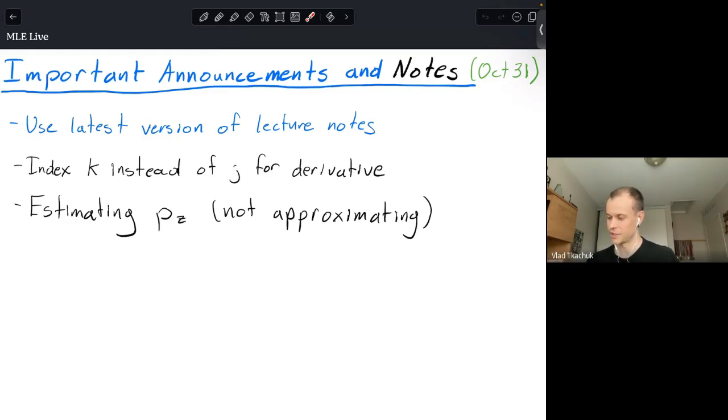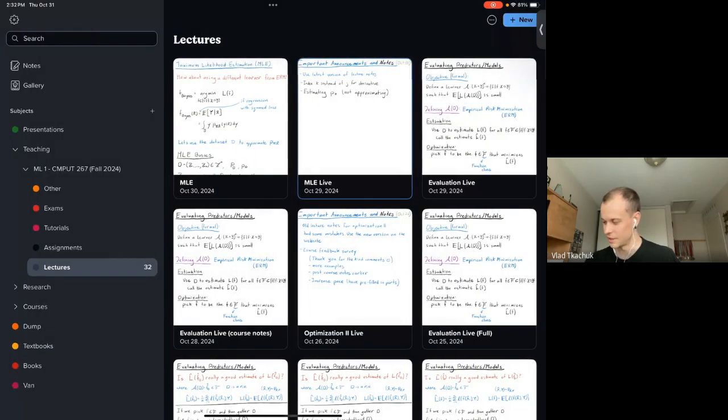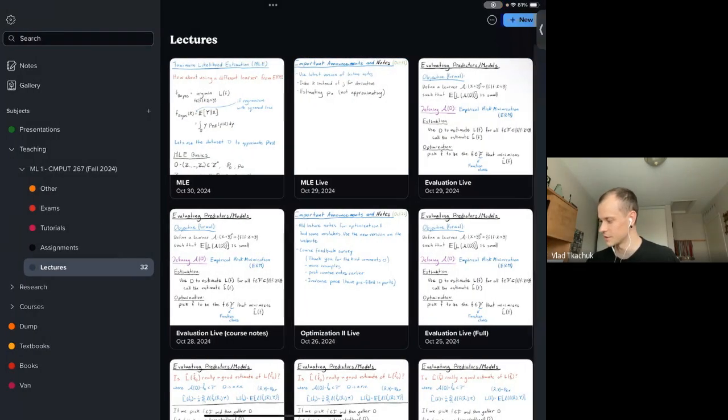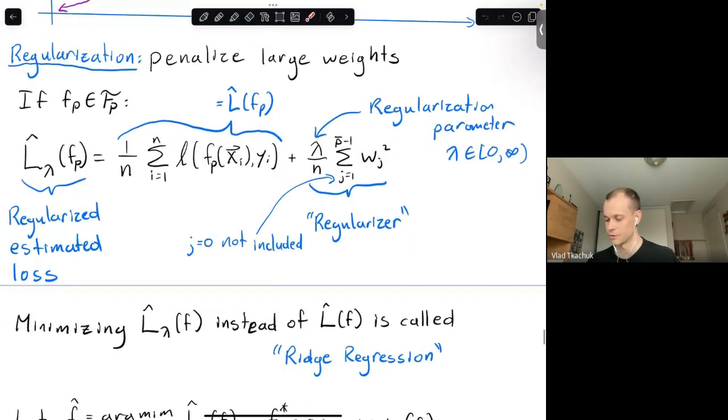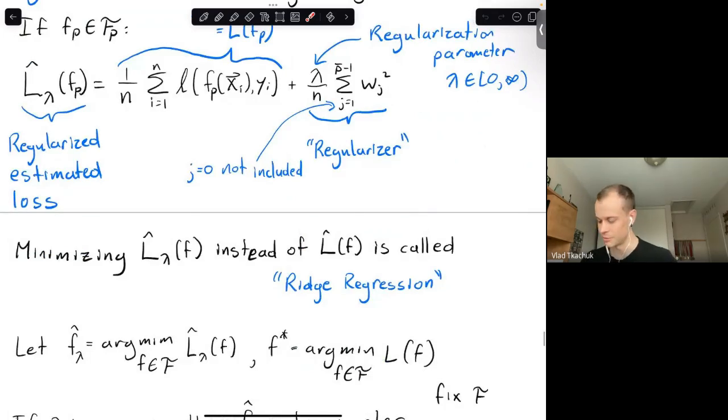Other thing I wanted to mention: I'm just going to go back to the last bit of the last lecture, which was on evaluating models with regularization. I want to talk about this index k versus j, because this might get a little bit confusing since I did it a little differently in the written up course notes. So let me quickly review this.